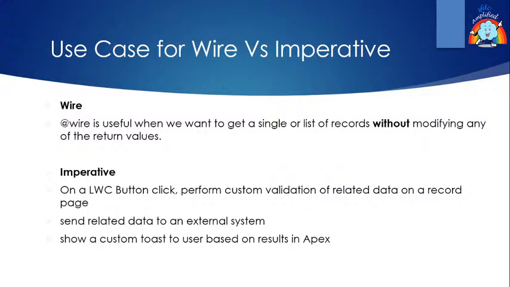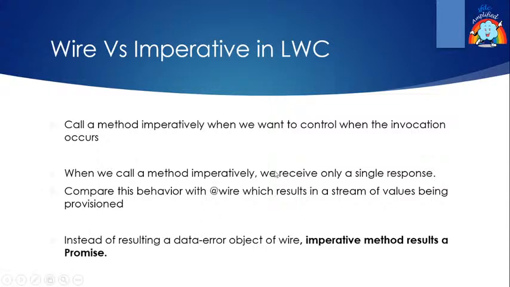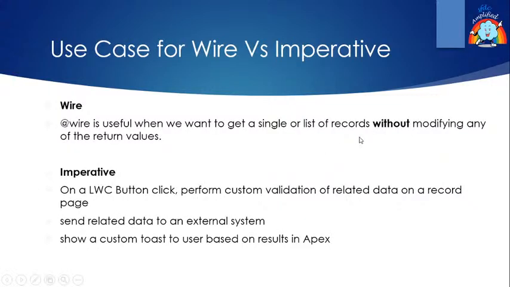Now, the use cases for wire versus imperative. Like I just said, if we want to get a single record or a list of records without modification, where we just want to return some value, that time we are simply using wire. But imperative, for example, on the click of a button, performs some custom validation of related data on a record page, or sends related data to an external system, or shows a custom toast to the user based on a result in Apex. So these are some of the examples. What we have to understand is, whenever we want to control the invocation, that time we are using imperative, otherwise we are using wire. Okay, fine, this is the reason why we use them.